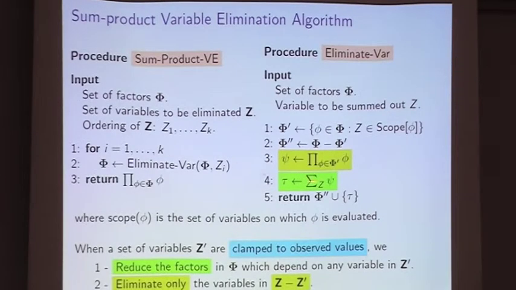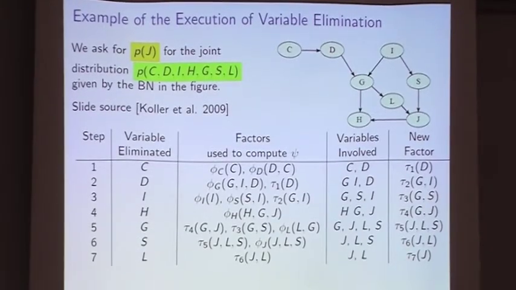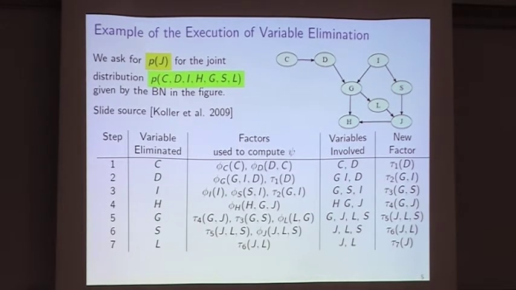Sorry, in the joint distribution, the j variable is missing. Yeah, this is a typo. Yes, we should have an entry for j there.